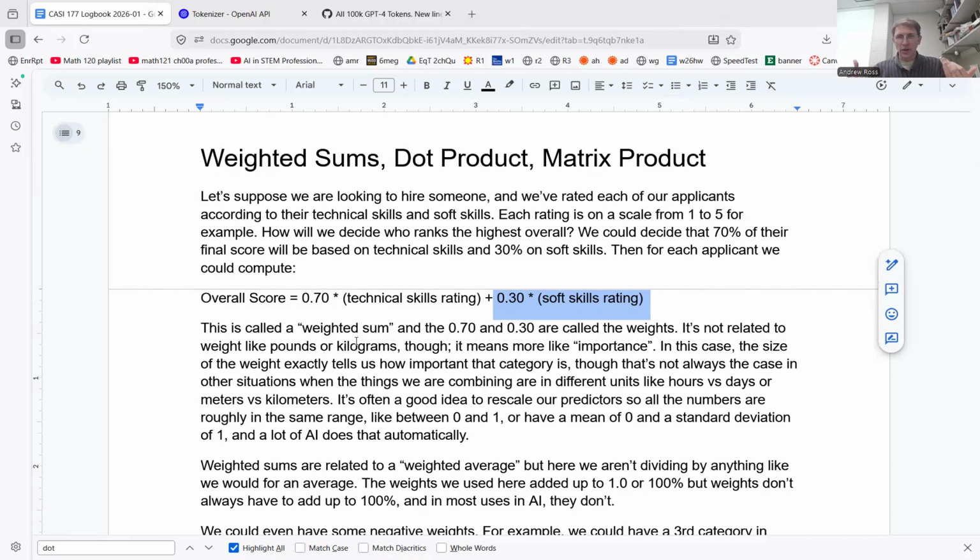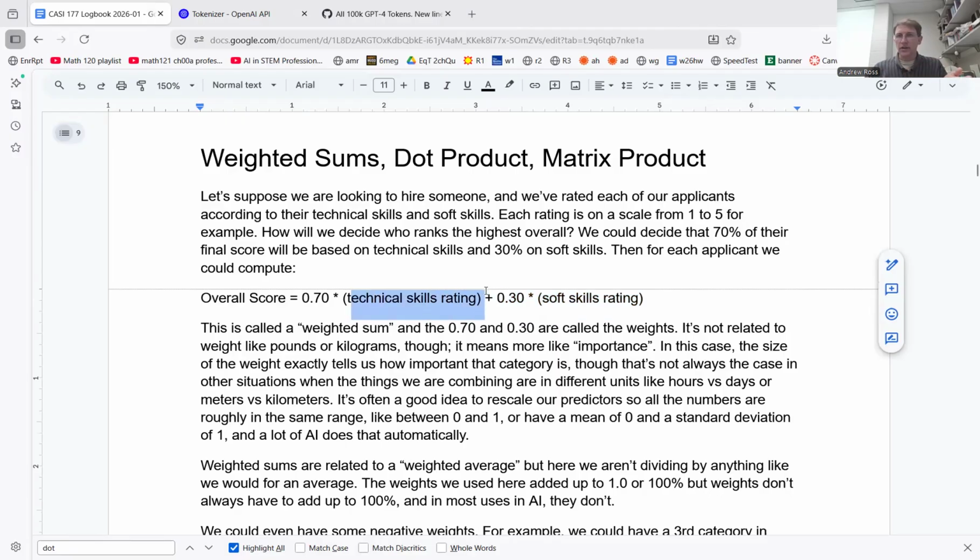It's not related to weights like pounds or kilograms or tons, though. It's more like the importance of something. In this case, the size of the weight exactly tells us how important that category is. But that's not always the case in other situations when the things we're combining are in different units, like hours versus days or meters versus kilometers. It's often a good idea to rescale our predictors.